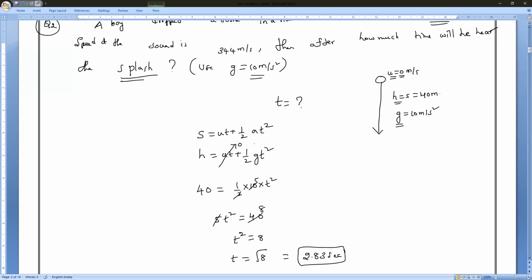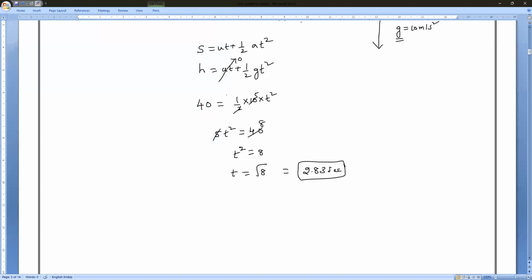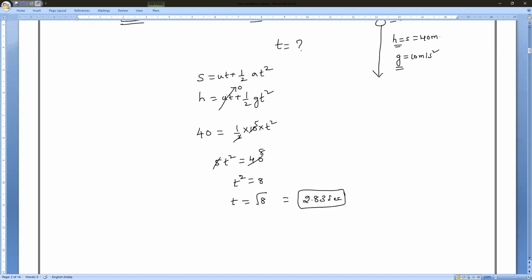Completed means we'll proceed. Clear, everybody? But if you really stop here, then your answer is wrong. Can anybody tell why? You calculated time. But when the stone hits the water surface, the sound is produced which travels towards the boy. Am I right or wrong?